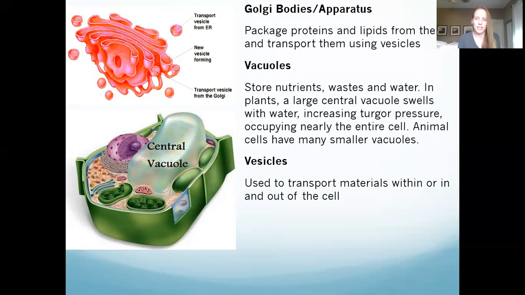cell nice and rigid. Without that, the plant becomes really limp, and that's when you see a plant tipping over, or if you've ever had celery in your fridge that's not crisp anymore, it's just limp and wobbly. That's because its vacuoles don't have enough water in them. When the vacuoles are full, it's nice and rigid and crunchy. Like I said, animal cells also have vacuoles for storage, but we don't need that turgor pressure to keep us upright because we do have skeletons. So our vacuoles are much smaller and less important.